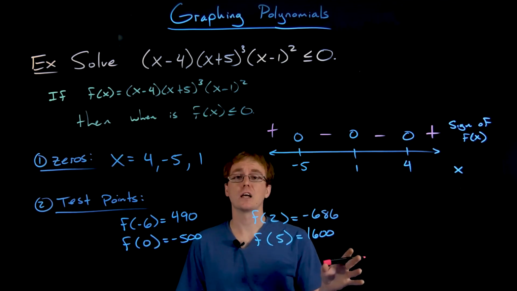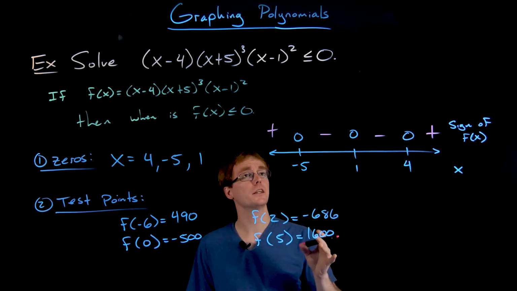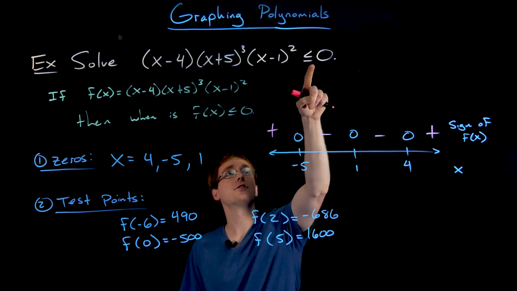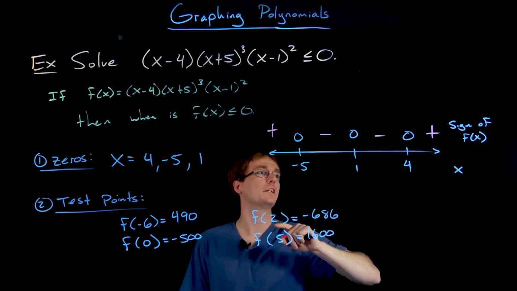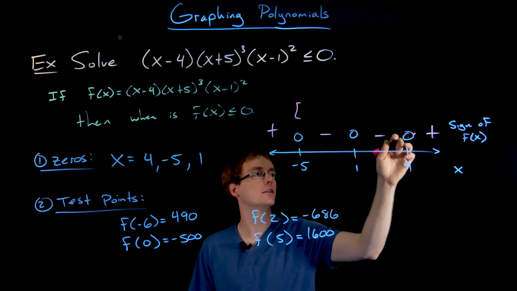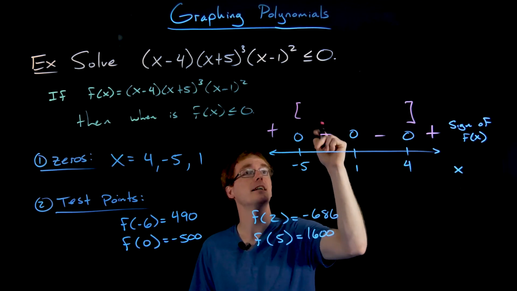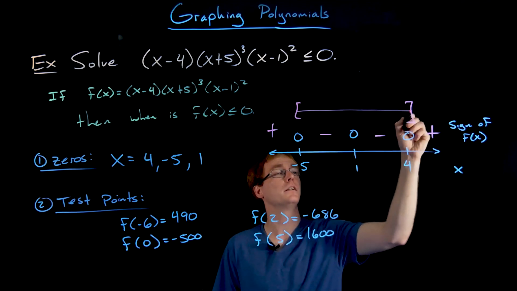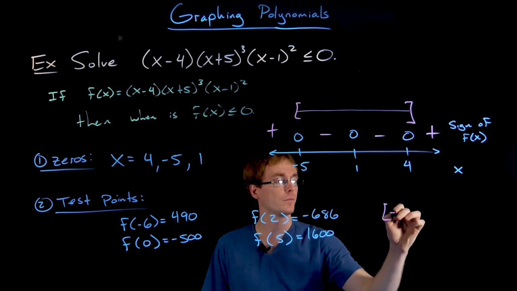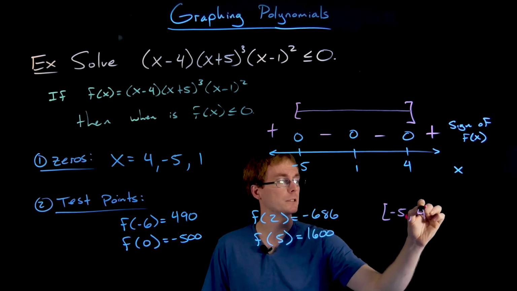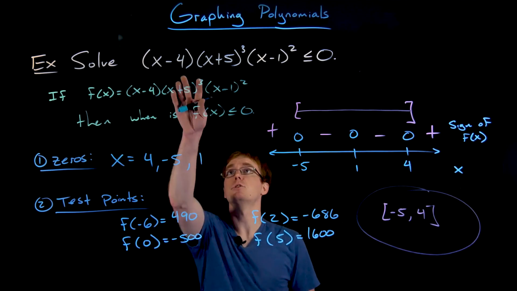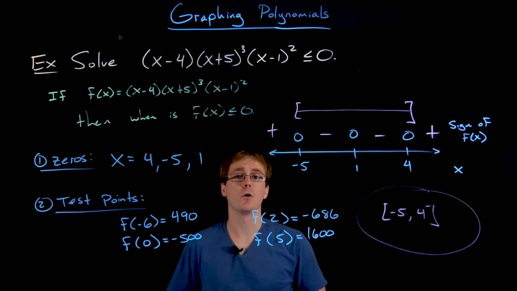So now that we have our sign chart completely filled out, we can use it to solve the original inequality in question. So when is our quantity less than or equal to 0? We're equal to 0 here, here, and here, and we're less than 0 everywhere in between. So this interval from negative 5 to positive 4, including the endpoints because we can include the zeros, is the solution to the polynomial inequality that we started with.